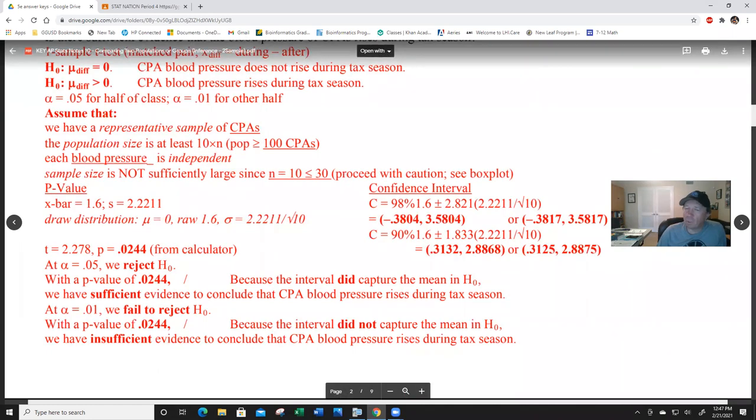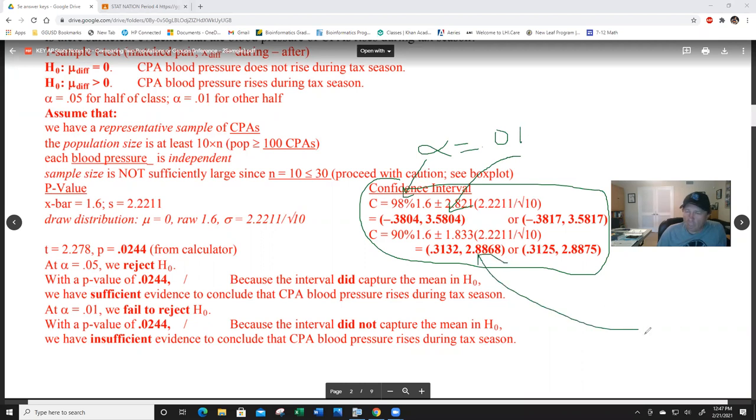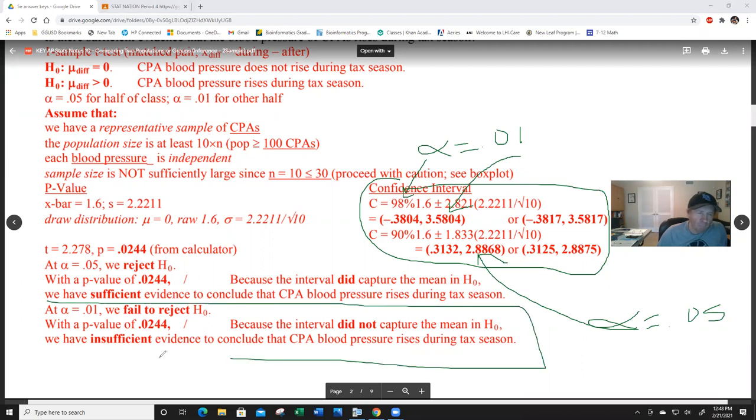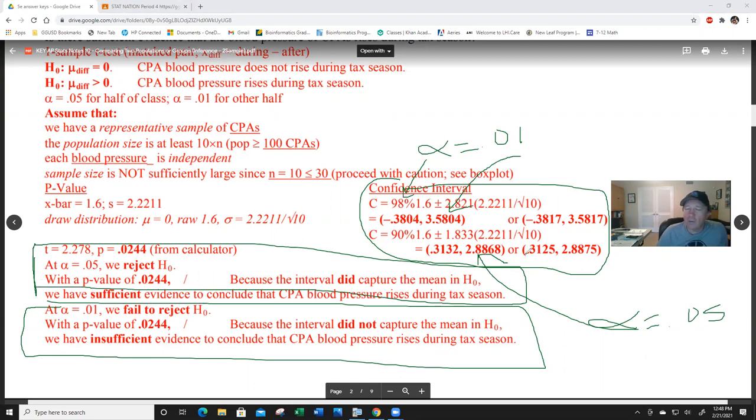Now, on the confidence interval, remember, this is from last chapter. If you did a confidence interval, 0 is definitely in the interval, okay? Depending on, if you did a 98, that would be alpha of 0.01, right? And if you did a 90, that would be alpha of 0.05. So again, this is that situation where it's between there. Notice I wrote this all out twice because at the 0.01 level, it's fail to reject, and at the 0.05 level, it is reject. So you have two different ways of writing a conclusion. You can write either way. Notice at the 0.05 level, zero is not in the interval, but at the 0.01 level, it is in the interval. So, which makes sense. It's going to be consistent with reject and fail to reject.